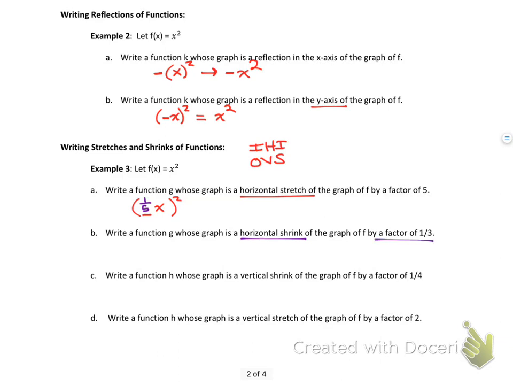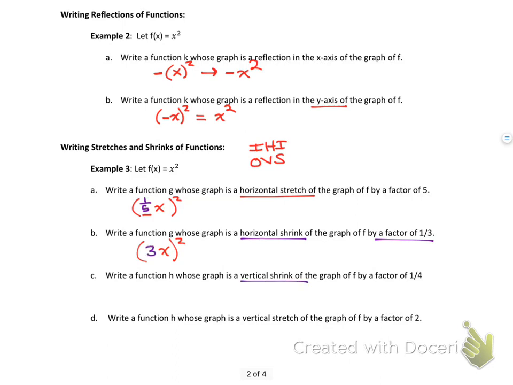For the horizontal shrink, similar, right? By a factor of 1/3, still goes inside. So we'll have parentheses squared. It's a shrink, so it goes in front. So we don't have anything behind the x. And then it's by 1/3. But again, because it's horizontal, we have to take that 1/3 and flip it so it actually becomes a 3.